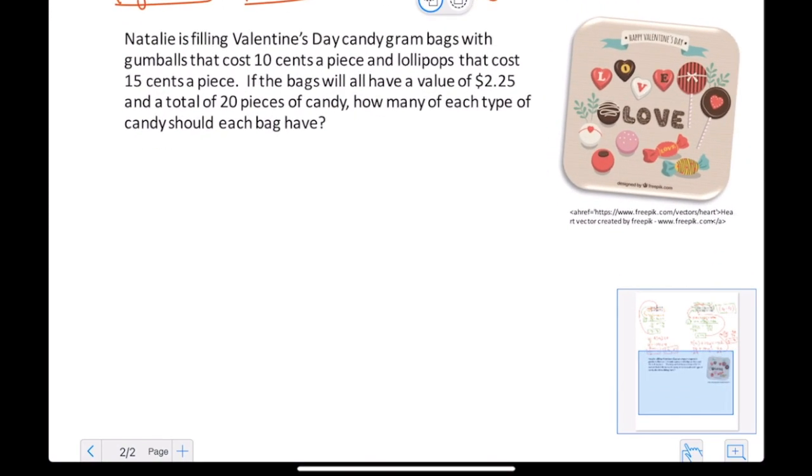Okay. And finally, let's do a practical example. So it says Natalie is filling Valentine's Day candy graham bags with gumballs that cost 10 cents a piece and lollipops that cost 15 cents a piece. If the bags will all have a value of $2.25 and a total of 20 pieces of candy, how many of each type of candy should each bag have?